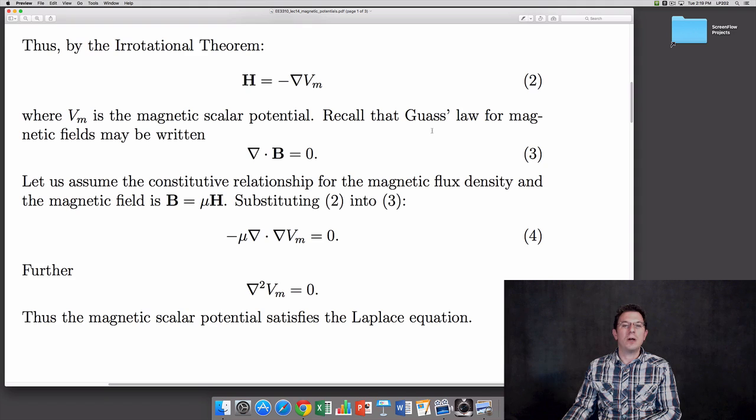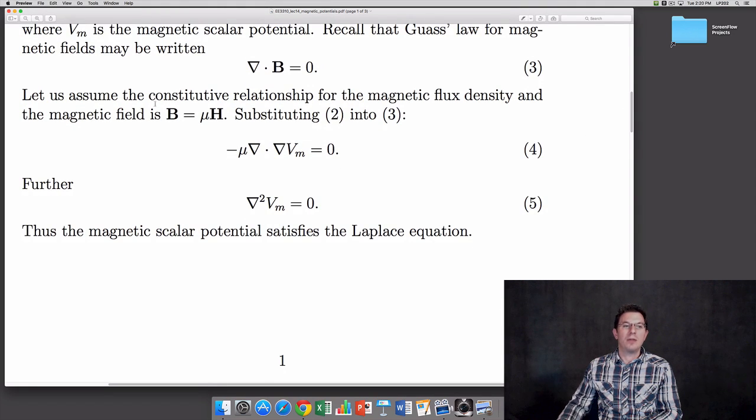Now we have another Maxwell's equation that we're going to use. Recall that Gauss's law for magnetic fields may be written this way: the divergence of the magnetic flux density, capital B, is equal to 0. We're going to further assume the constitutive relationship for the magnetic flux density and the magnetic field is given by B equals mu H.